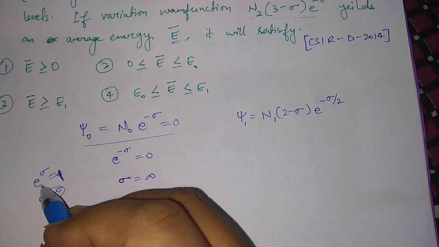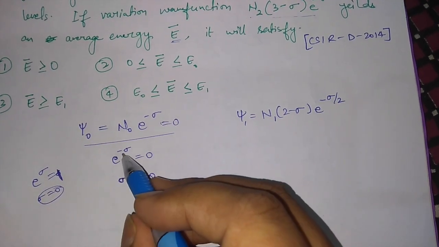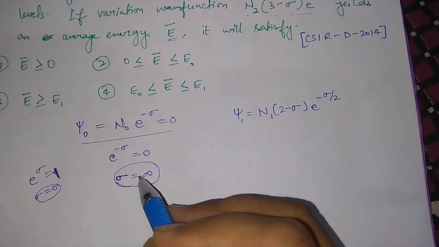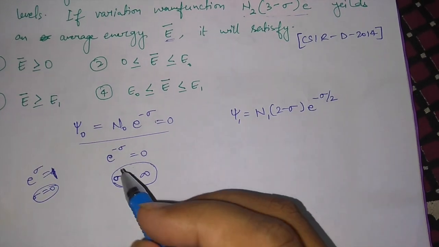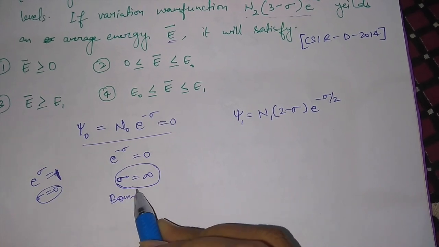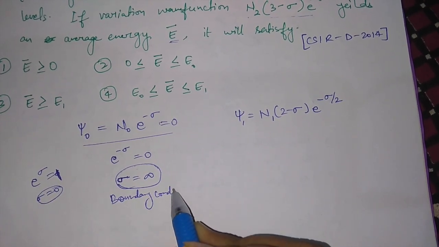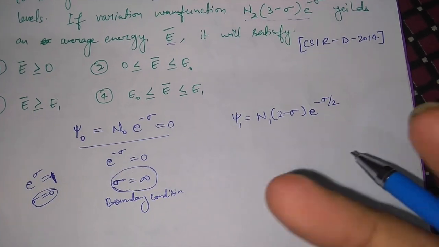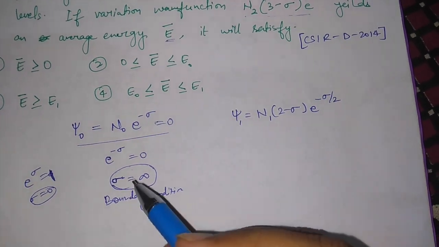Over here you have e to the power minus sigma, and that is equal to 0. So your sigma will come out to be infinite. So this is a boundary condition. You know this thing, right? Why? Because sigma equals infinite is the highest boundary you can take, so that's why it becomes a boundary condition.